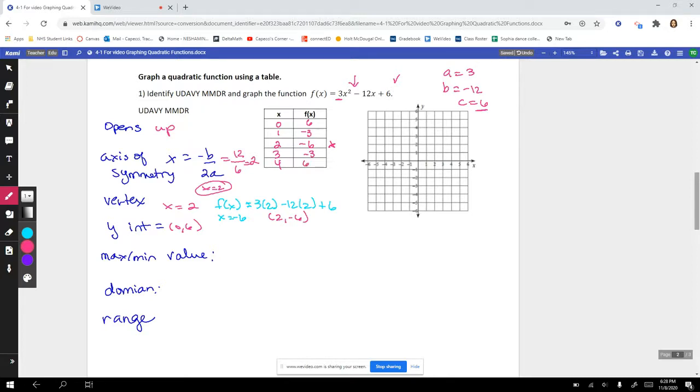So let's graph it. I have (0, 6) is going to be here. Then I have (1, -3) is here. (2, -6) is down here. (3, -3), and then (4, 6). So when we graph this, we do the best we can. It's going to look like a U, and we have arrows on the ends.